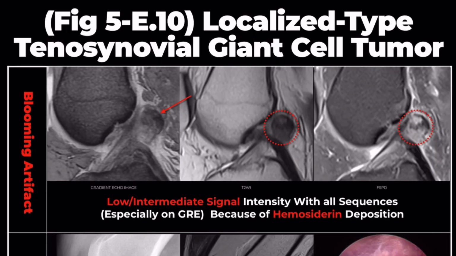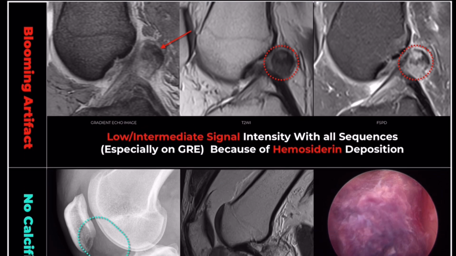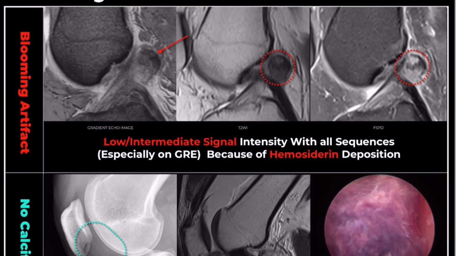Today, we will examine a case of localized type Tenosynovial giant cell tumor and discuss the MRI findings. Afterward, we will briefly review the key points of this condition.